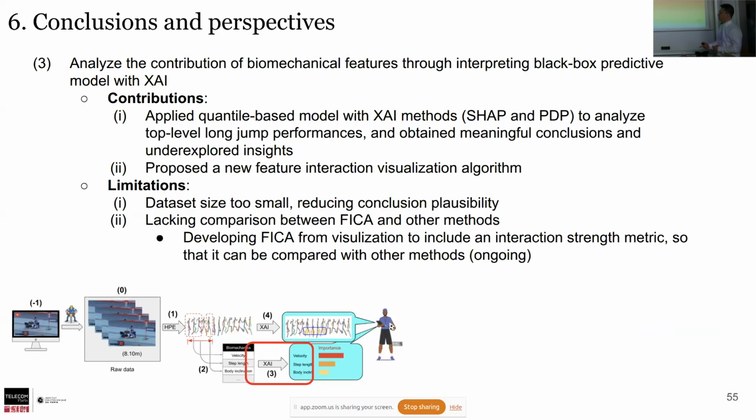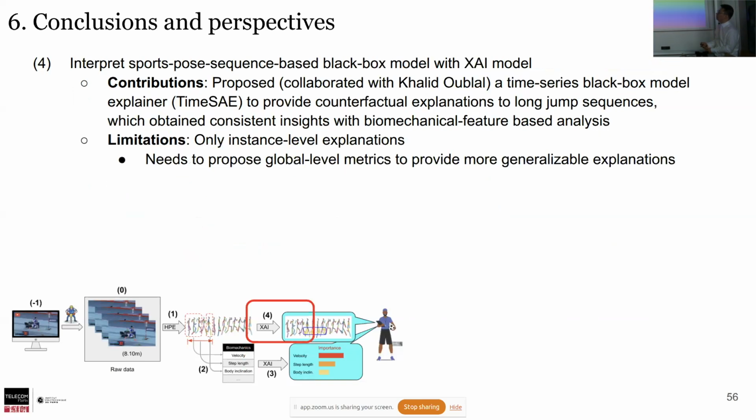And for our feature interaction analysis method, we haven't yet compared with other methods, because most other methods propose a metric to evaluate how strong the interaction is. So we may need to develop a metric from this method, which is ongoing, and then we can compare with other methods.